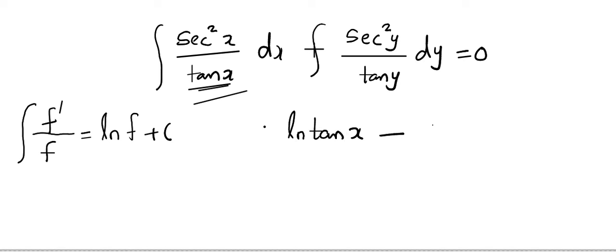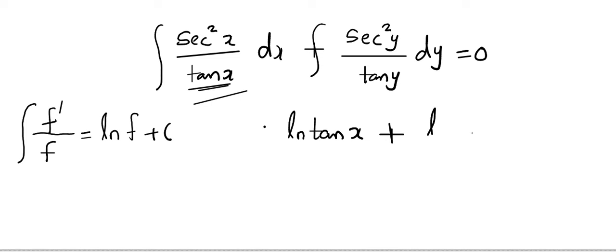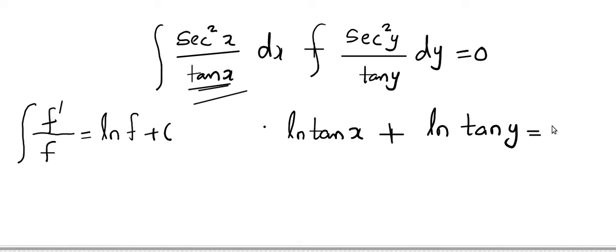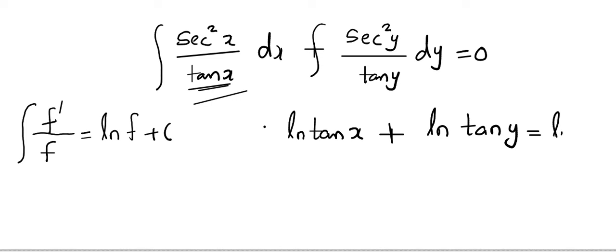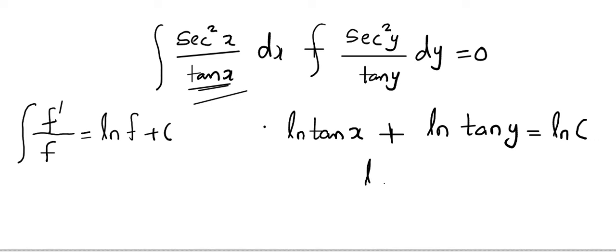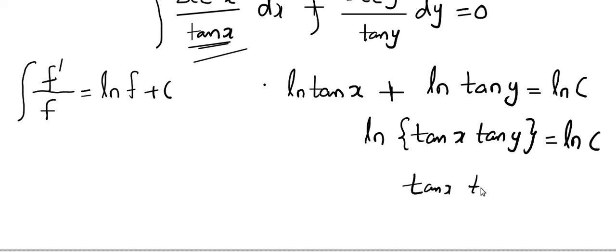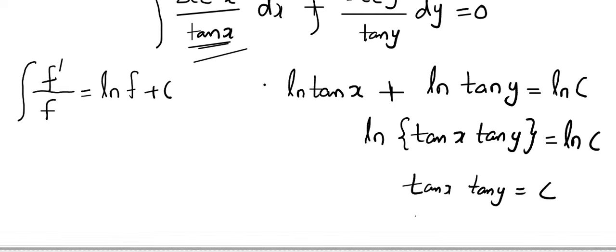plus the integral of the second one will be log tan y. And of course, I told you, you can choose the arbitrary constants according to your benefit. Anyway, it will be beneficial for me if I say the constant is ln c. Now look at this, the left hand side is log a plus log b, and log a plus log b will be reduced into log a into b, that is tan x tan y is equal to c.